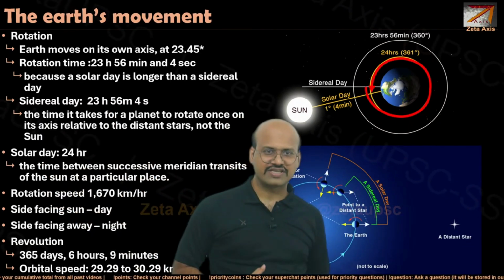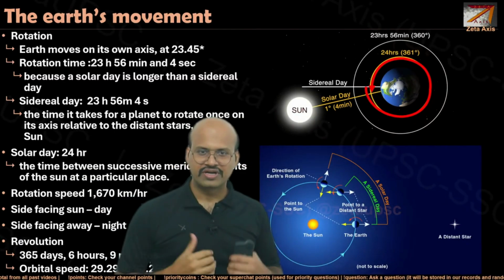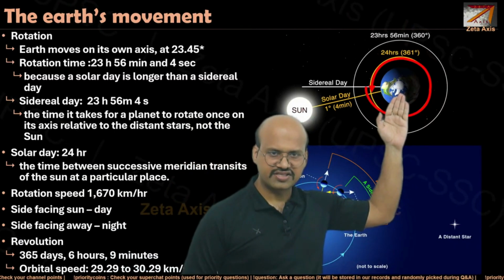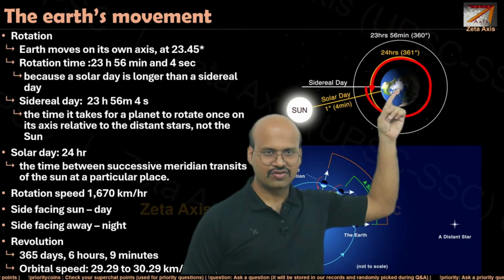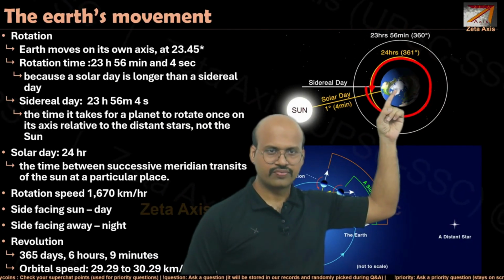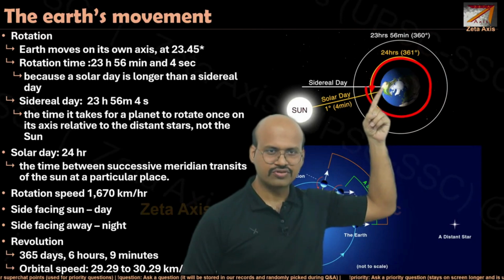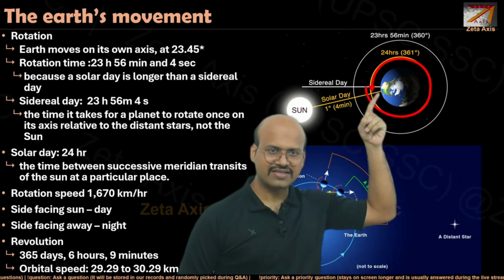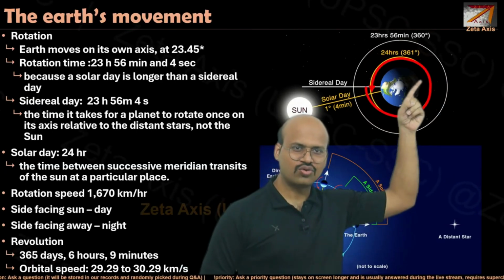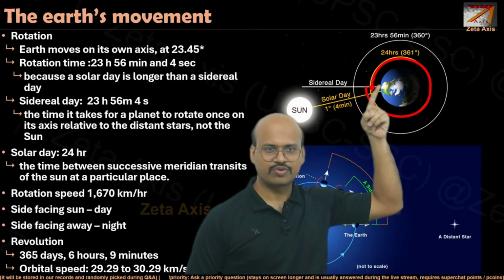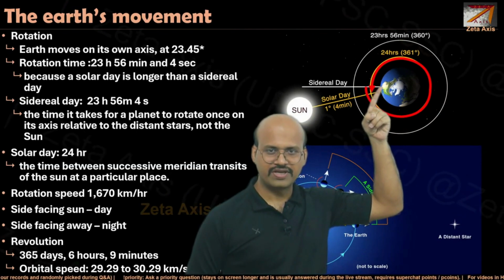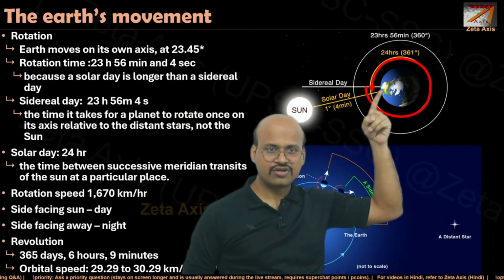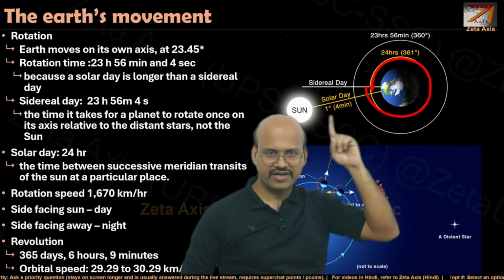So let's try to understand the difference between these two types of days. Suppose this is our earth and it is rotating on its own axis. Over here, this is our North Pole. So when it is rotating, suppose you are here. Now, the time that this Earth will take to come back to this position again will be 23 hours, 56 minutes and 4 seconds. So here it has completed one rotation.